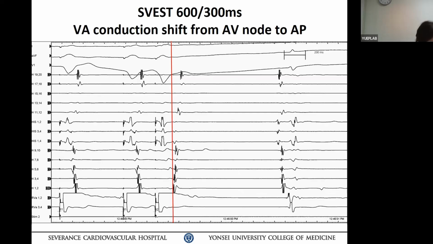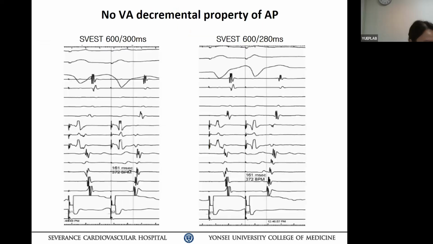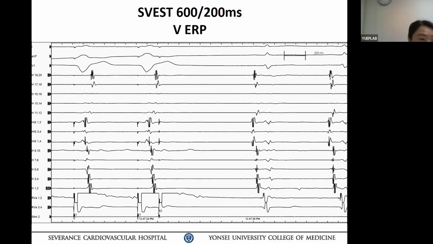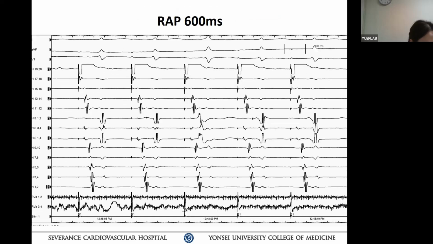VA conduction was shifted from the AV node to the accessory pathway during the single V test. VA decremental property of the accessory pathway was not observed. Accessory pathway ERP was observed during the single V test, 600 to 120 milliseconds. And VERP was observed at 600 and 200 milliseconds.